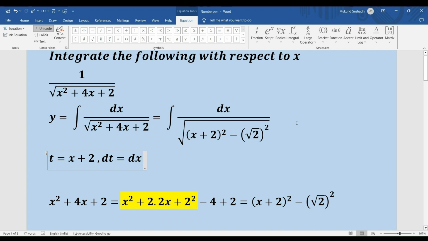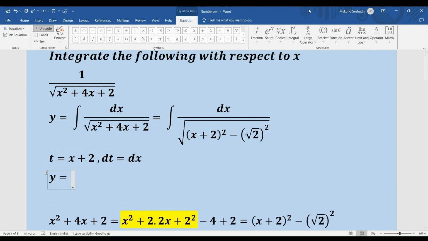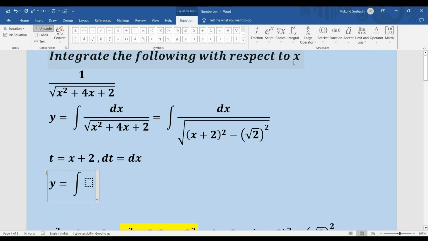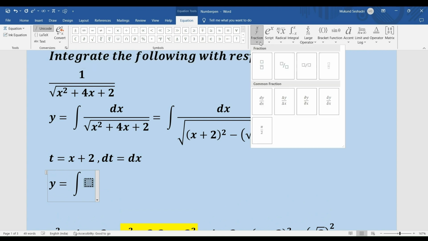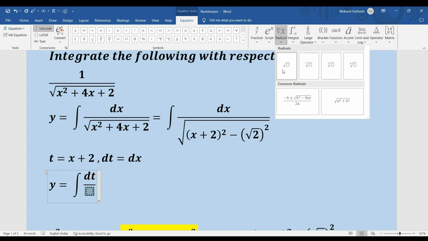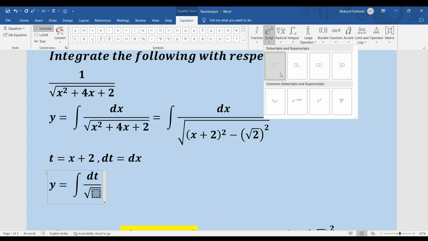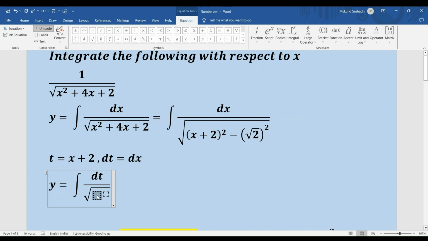Now I put back everything in terms of t. What do I get? Now y becomes equal to my dx, which is there in the numerator, is nothing but a dt, and my denominator, which is square root of x plus 2 the whole square, what does that become? So my x plus 2 is nothing but t. So I write my first part of the expression inside the square root becomes a t square, and my second part is nothing but square root of 2 the whole square.